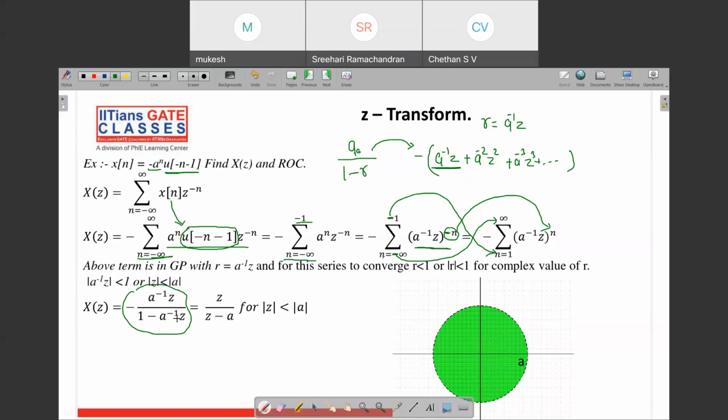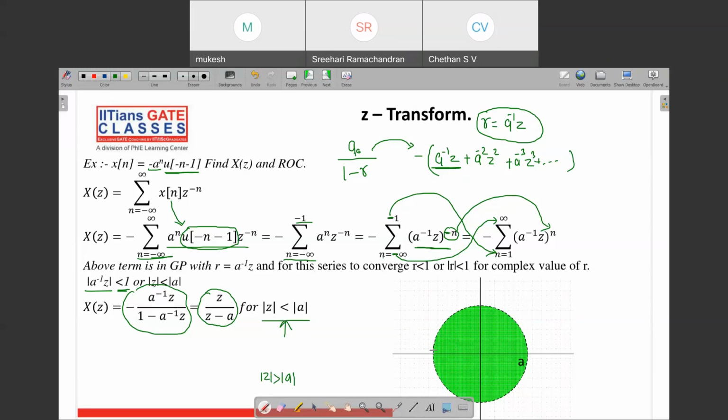Now for this GP to converge, we want the magnitude of r to be less than 1. So the magnitude of a inverse z should be less than 1, or the magnitude of z should be less than the magnitude of a. In this case, the region of convergence is mod of z less than mod of a. This z transform is the same as the z transform we derived in the last slide, but here the ROC is different. In the last slide, the ROC was mod of z greater than mod of a. In this case, the ROC is mod of z less than mod of a, just the opposite.